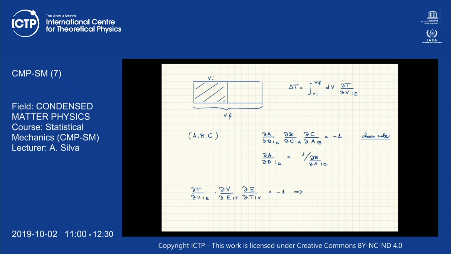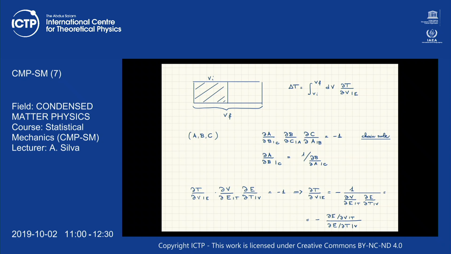And therefore this implies that dT dV at constant energy is equal to -1 divided by dV dE at constant temperature, dE dT at constant volume. This is equal to, I use now the second rule, this one, for this term here, to write it as minus dE dV at constant temperature, right? Divided by dE dT at constant volume. Okay?